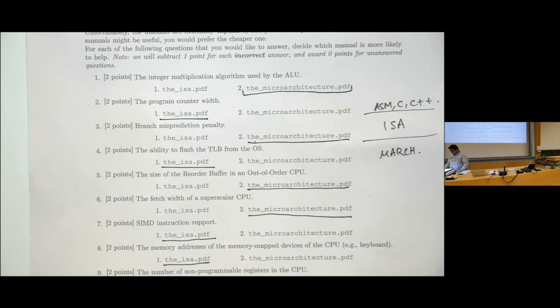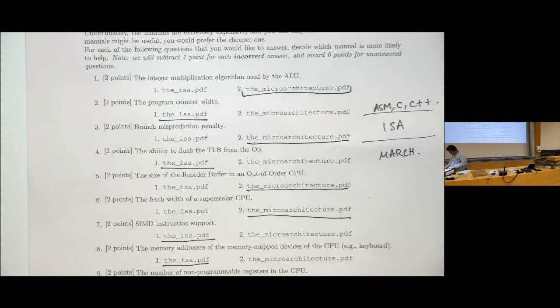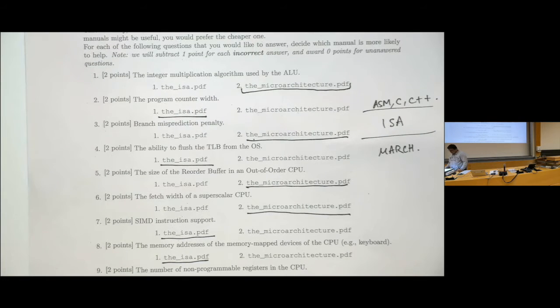And the number of non-programmable registers in the CPU. So you have both programmable registers and non-programmable registers. So programmable registers are typically mentioned in the ISA, but non-programmable registers are something which the microarchitecture or the CPU uses for its internal purposes. So that would not find mention. That is not mentioned in the ISA, and it would be available only in the microarchitecture. Any questions so far?